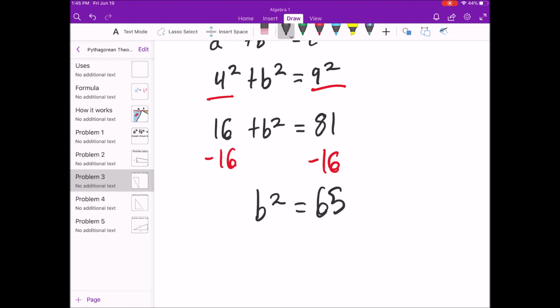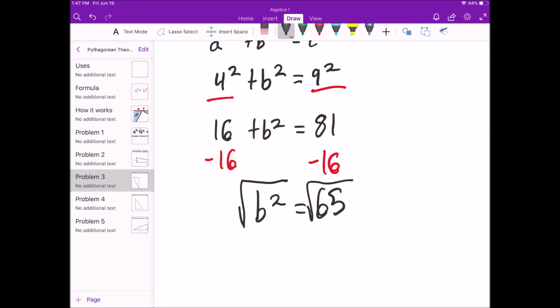So then, the square root of b squared and the square root of 65, let's find the square root of 65. So that becomes a fraction. So let's just leave it as b is equal to the square root of 65, because it's around 8. 8 times 8 is 64, so it's around 8 and a little more. So I guess let's go to the next problem.